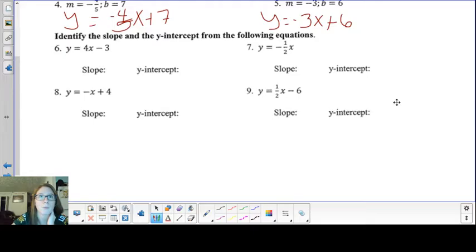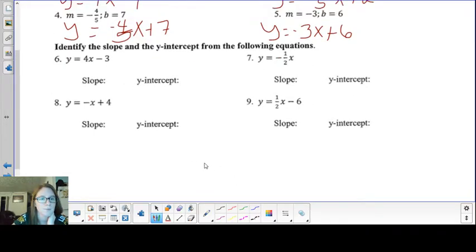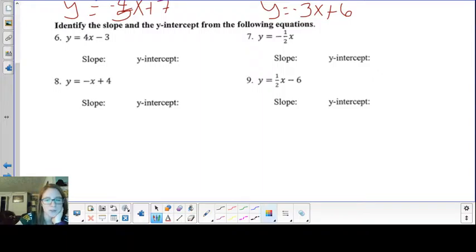Now we're just going to go backwards. We're being asked to pull apart the slope and the intercept based on the equation. So in this first one, number 6, my slope is whatever's with the x. So what number is right next to the x, glued together with it? 4, good. And my intercept is the number all by itself, which is the -3.